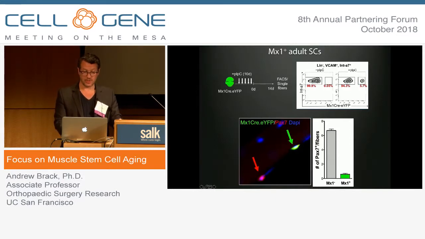And what we identified when we administered PIPC, which is an agonist of the pathway to drive MX1 CRE induction, we saw a small fraction of satellite cells, about 5 to 10% of the PAX7 cells, which were marked by MX1 CRE. You can see that here in a single muscle fiber co-expressing PAX7 and the MX1, whereas the majority of PAX7 cells don't have that mark.